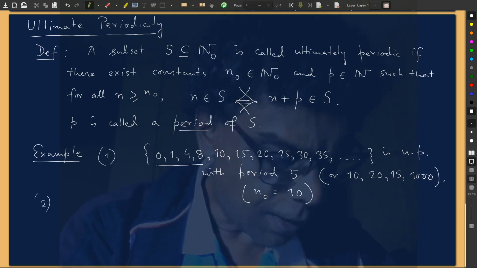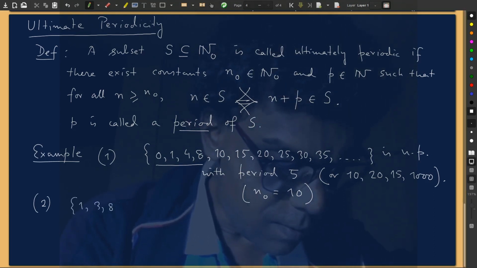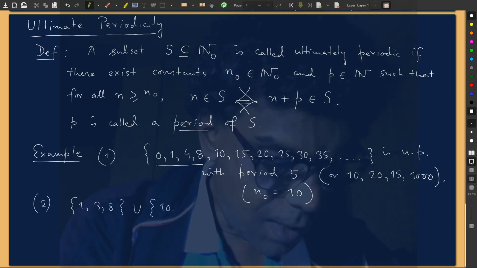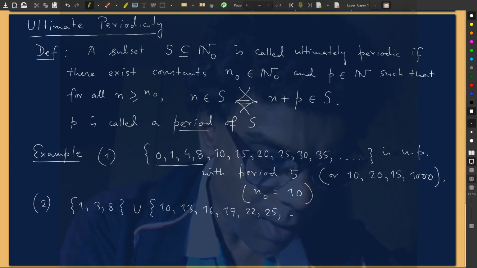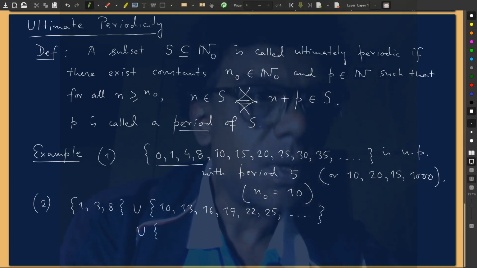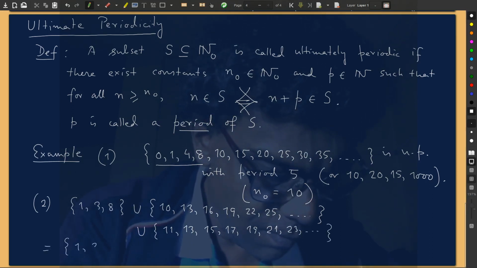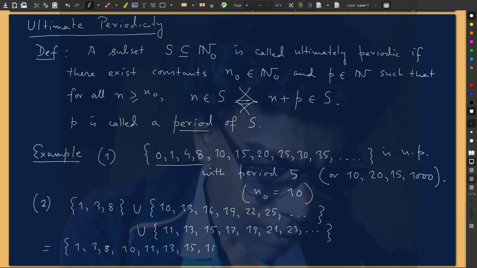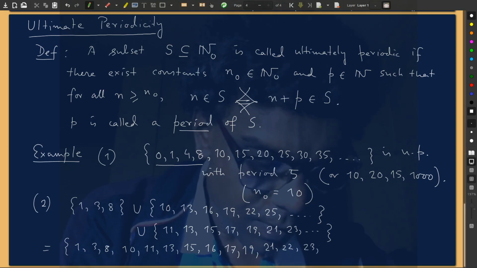Okay. And let us take another example. Maybe this, I have designed this for you. 1, 3, 8. Then starting from 10, you take every third integer: 13, 16, 19, 22, 25, and so on. And also, maybe I start from 11, and take every second integer: 13, 15, 17, 19, 21, 23, and so on. So this will be, in the flattened form, 1, 3, 8, then 10, 11, 13, 15, 16, 17, 19, 21, 22, 23, 25, and so on.